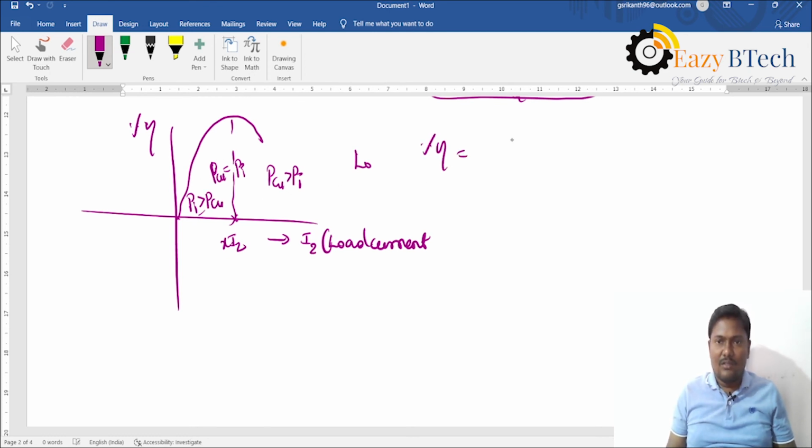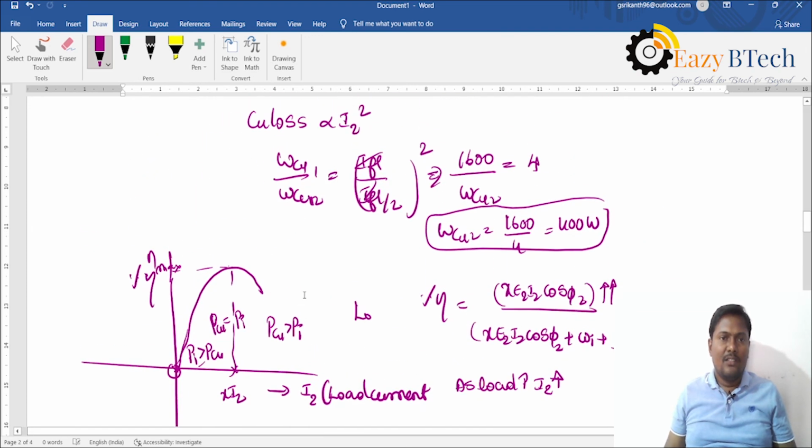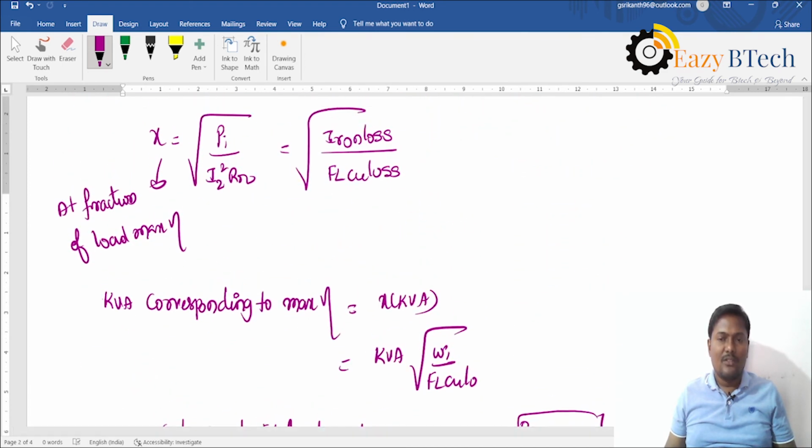So percentage efficiency is equal to x E2 I2 cos phi 2 divided by x E2 I2 cos phi 2 plus iron losses plus x square times of I2 square R02. As load increases, I2 also increases and this term increases. The x value is very small for lower values of load current, and instead of the denominator increasing, the numerator will increase more. So the efficiency will slowly increase up to the maximum point. After that it will decrease. So this is the maximum efficiency condition, when variable loss is equal to constant losses.